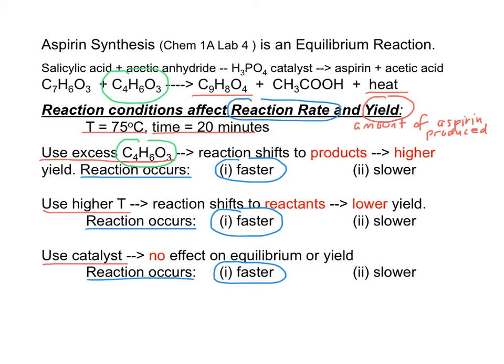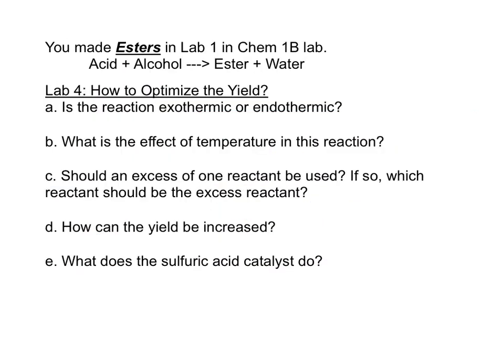A catalyst is not involved in the overall reaction, so it doesn't have an effect on equilibrium or yield, but makes the reaction go faster. In lab, we made a smelly ester by reacting an acid and an alcohol. We're going to go back to lab and figure out the reaction conditions to optimize the yield of ester.